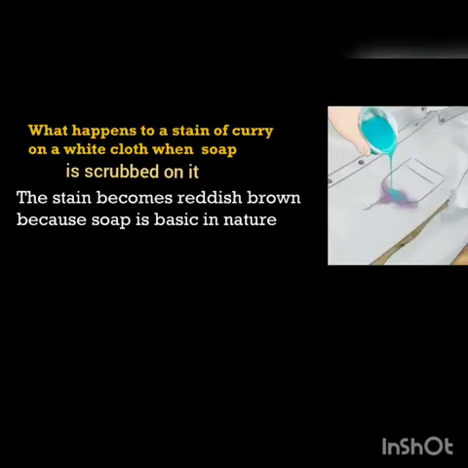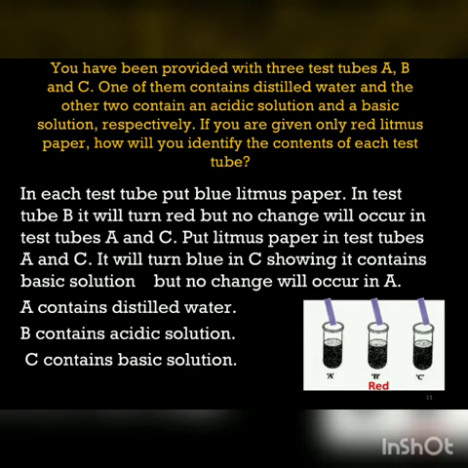What happens to a stain of curry on a white cloth when soap is scrubbed on it? The stain becomes reddish brown because soap is basic in nature. You have been provided with three test tubes A, B, and C. One of them contains distilled water and the other two contain an acidic solution and a basic solution respectively. If you are given only red litmus paper, how will you identify the contents of each test tube?